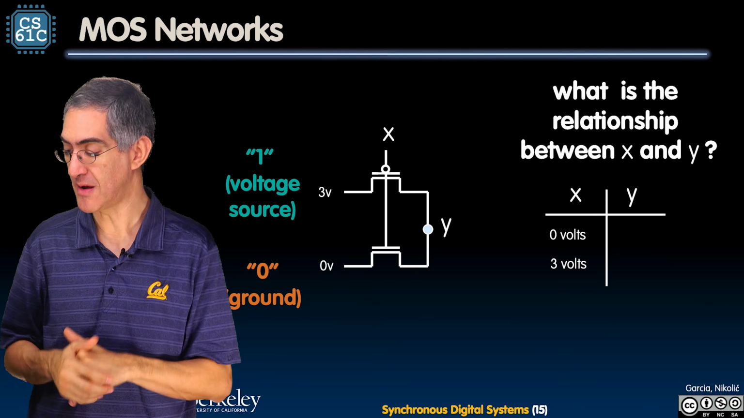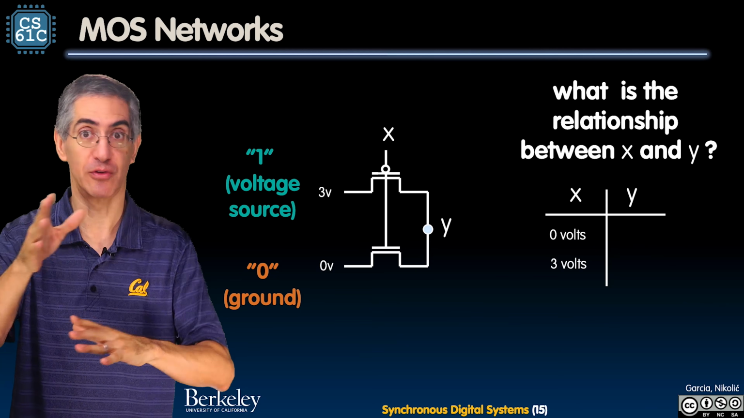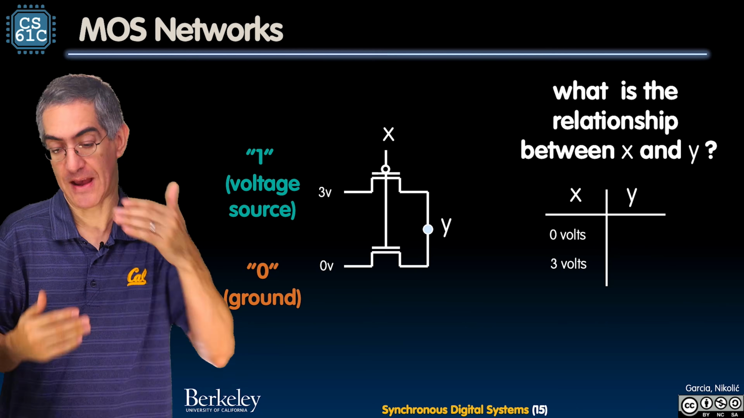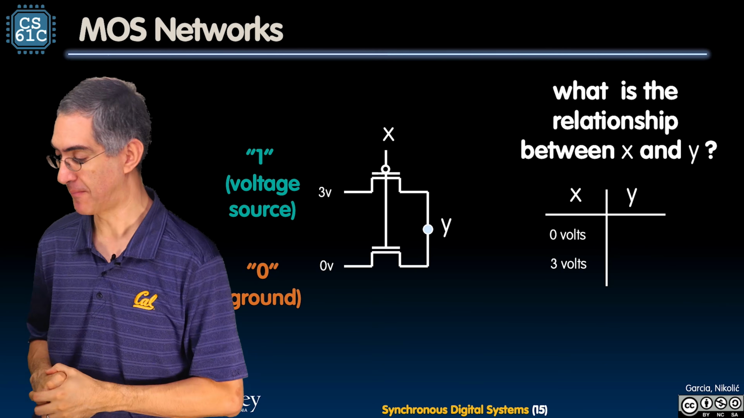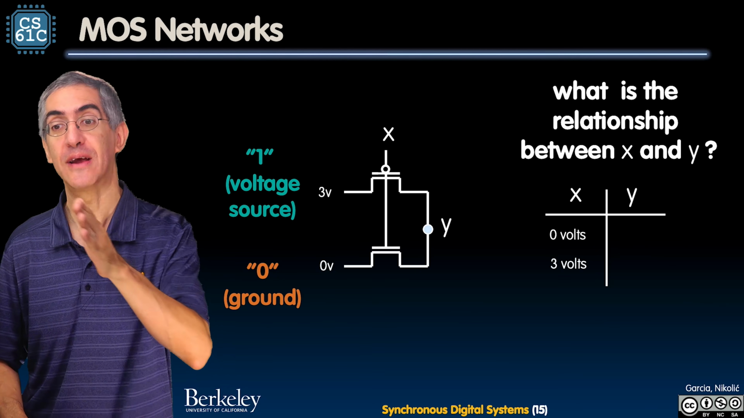So there also must never be a connection in these circuits between 3 volts and 0 volts, or from a 1 to a 0. Remember those two things, okay? Output has to have at least something driving it. That's 1. And 2, you can never short circuit high to ground, okay? Power to ground. All right, here we go. What's the relationship, though, between X and Y?